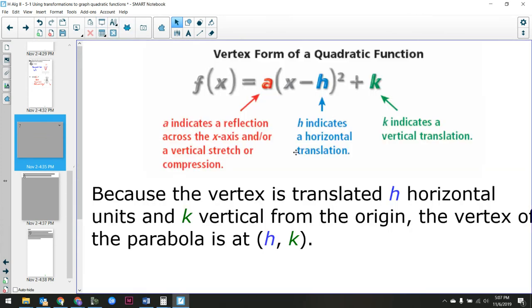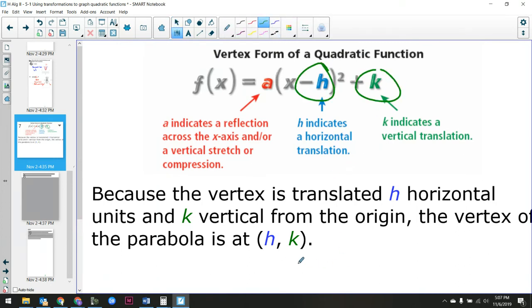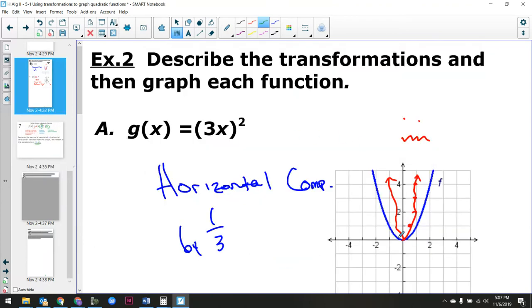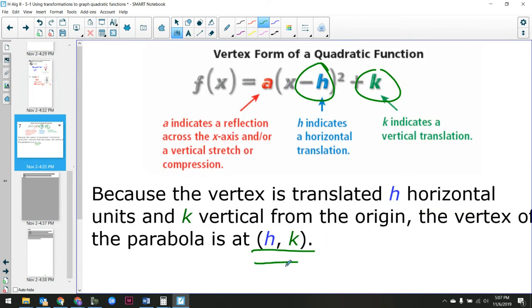Now, the cool part about this is that if it's in this form, you can see H and K. What are H and K? It's that vertex, that vertex point of a parabola. If it's been shifted around, (H, K) is our vertex point.